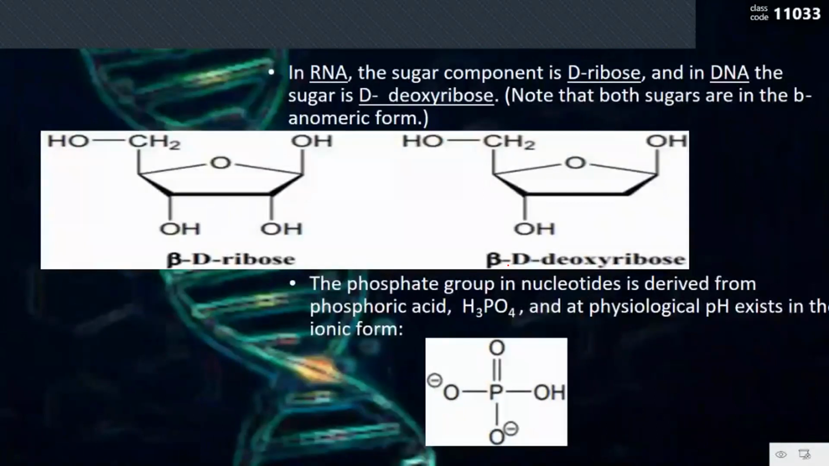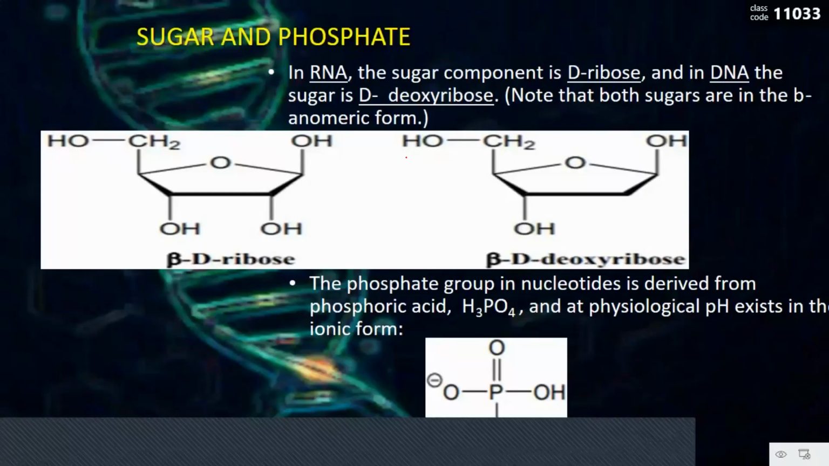So punta tayo on the next compositions of our nucleic acids, the sugar and the phosphate. So the sugar and the phosphate connect together. Okay? So the sugar and the phosphate create the backbones of our nucleic acids.